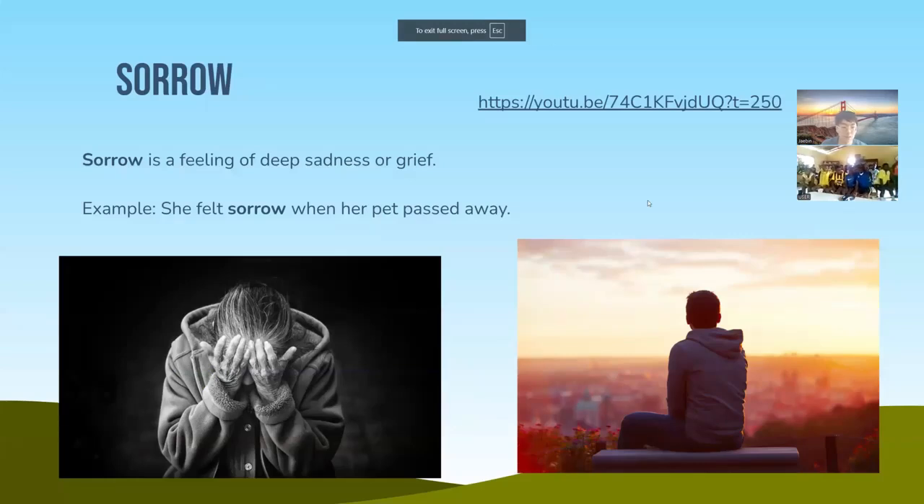And the next word is sorrow. Sorrow is a feeling of deep sadness or grief. For example, she felt sorrow when her pet passed away. Here are two pictures at the bottom describing sorrow. Again, it means very sad, a feeling of deep sadness or grief. So here is how it is used in the story.